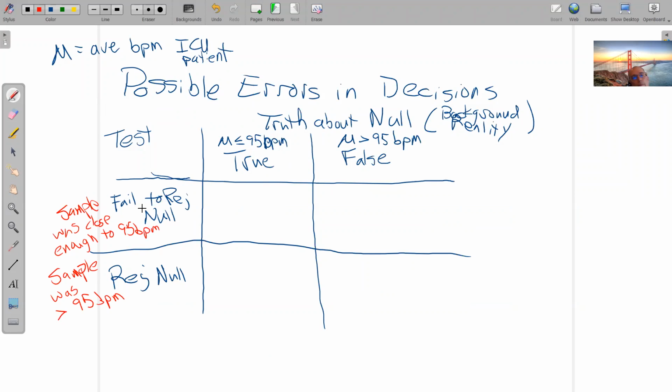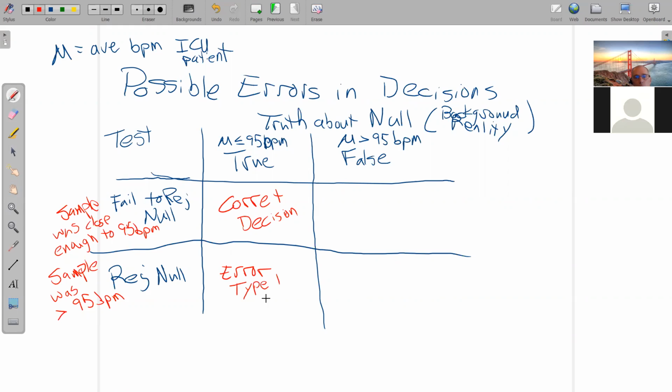If I fail to reject, that means my data supports the null hypothesis. If the null hypothesis is true in reality, then I made a correct decision here. So this would be a correct decision. If I say, hey, my sample says the average heart rate of ICU patients is higher than 95 beats per minute, that means I made a mistake here. So this is an error. This kind of error is what we call a type 1 error. And the value alpha is the probability of making that mistake. I still haven't gotten to what they mean.